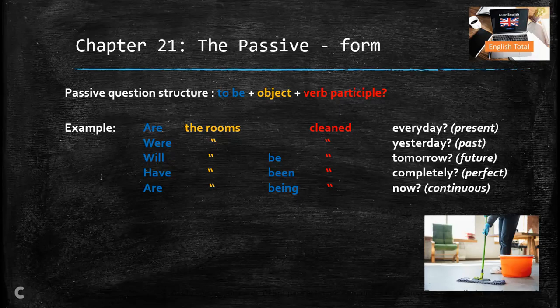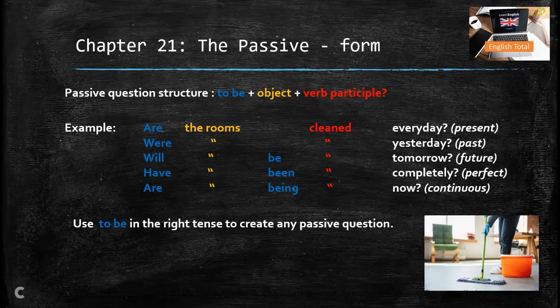As pointed out in the previous section, you can use the verb to be to create passive questions in present, past, future, or any other tense. It's actually quite simple if you think about it.